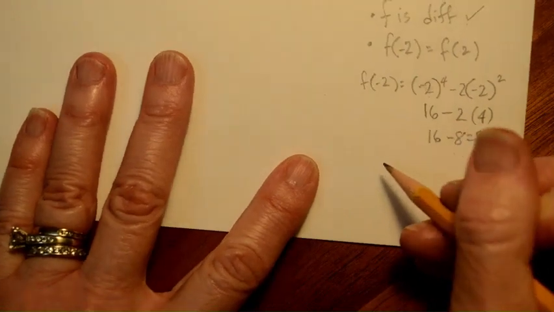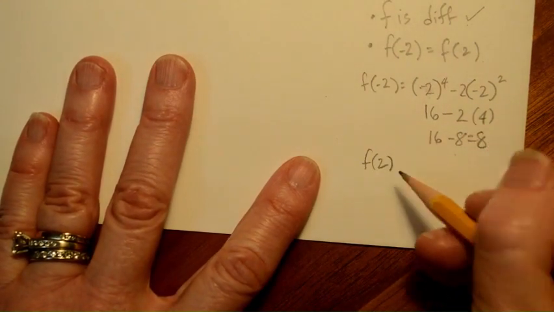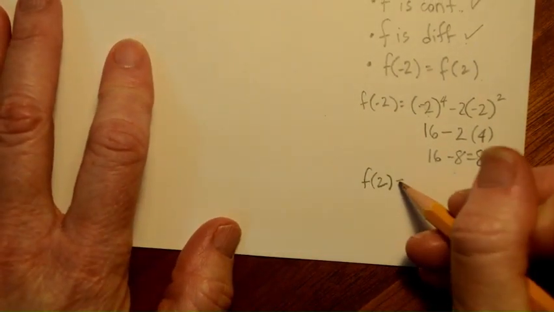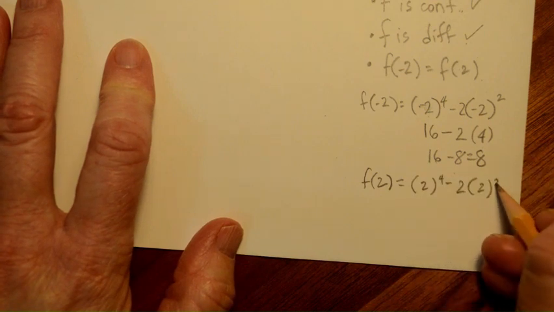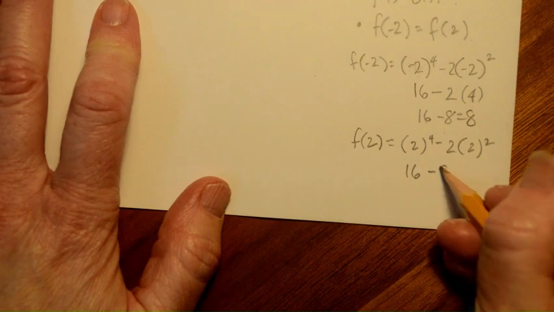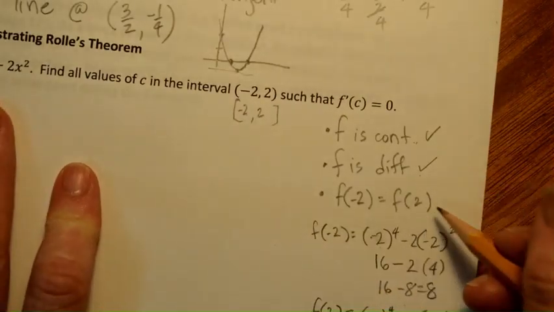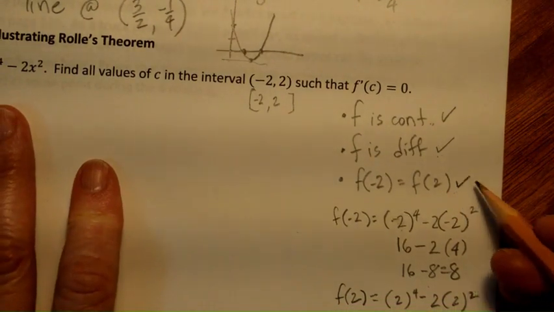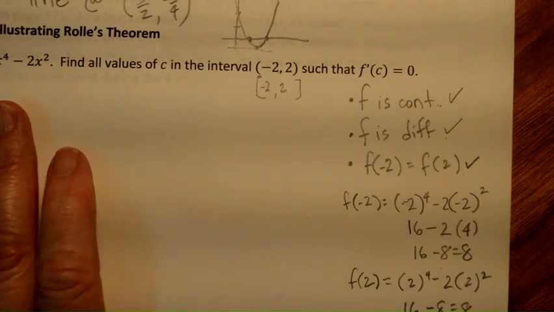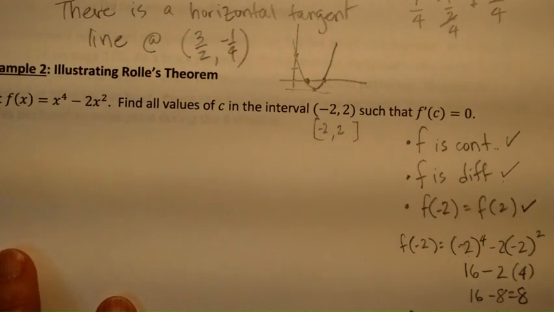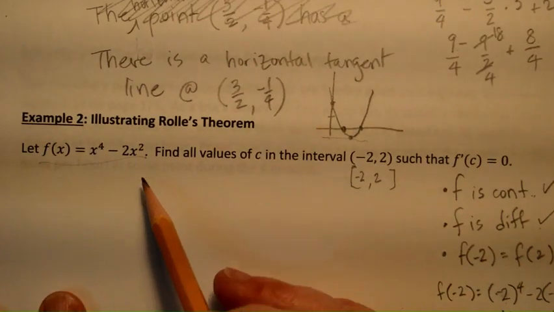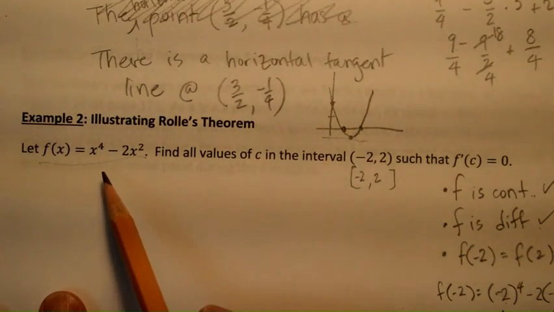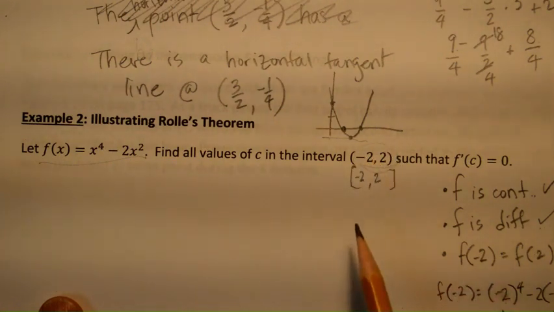And we do the same thing for f of 2, and we're going to get the same thing because this is an even function. So when we do 2 to the fourth minus 2 times 2 squared, we end up again with 16 minus 8, which is 8. So is f of -2 equal to f of +2? Yes, it is. Okay, so then now we are allowed to apply Rolle's theorem, which says that the derivative of this is equal to 0 at some point in this interval.